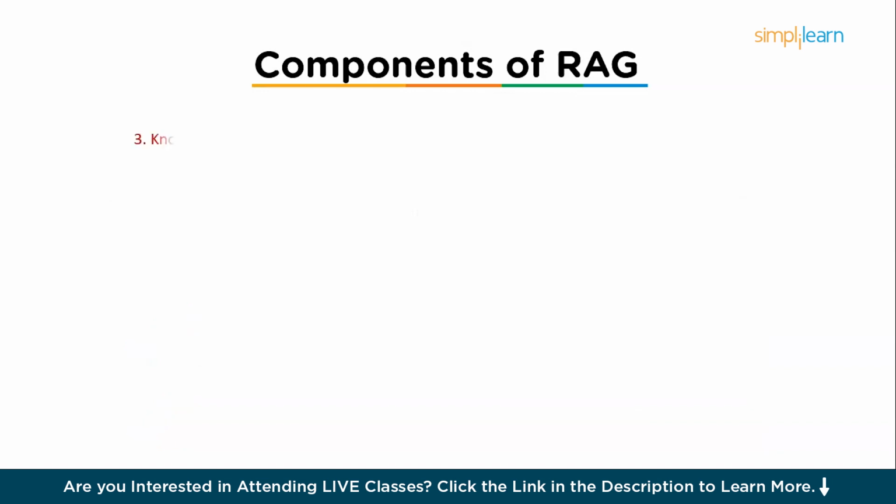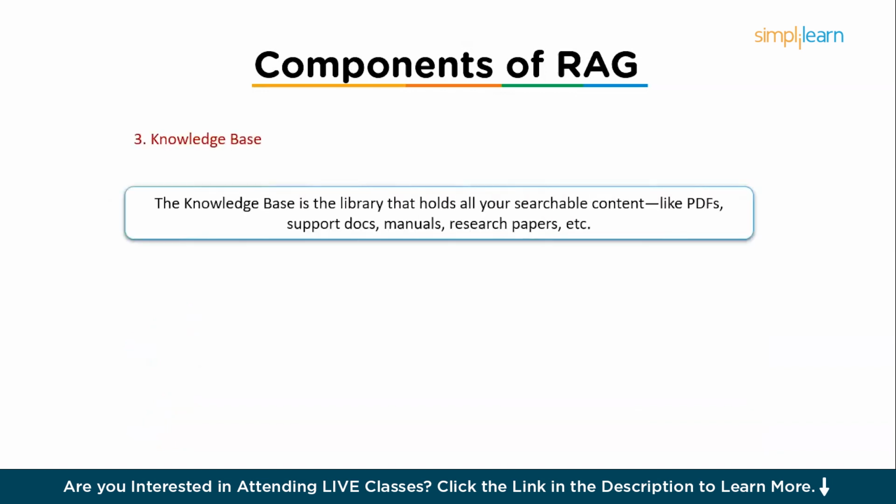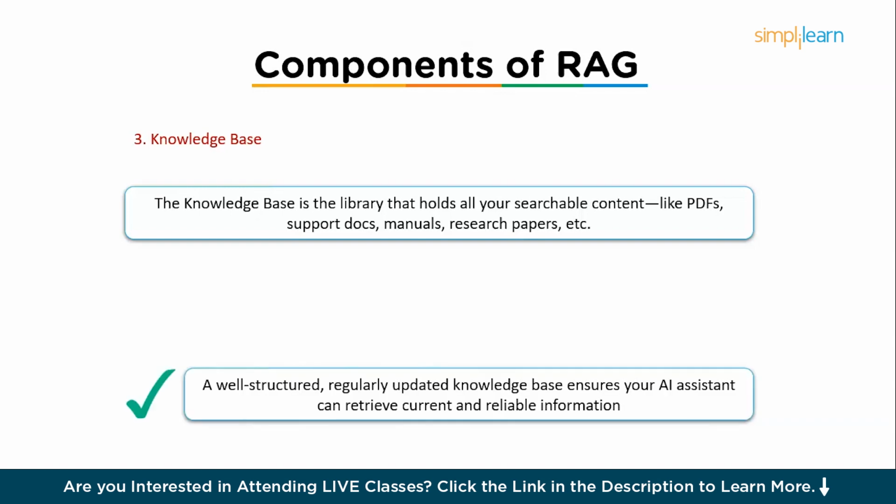Then let's move on to the third one. We have the knowledge base, that is the document store. The knowledge base is the library that holds all your searchable content, like PDFs, support documents, manuals, research papers, and so on. So how does it help RAG? This is where the truth lives. A well-structured, regularly updated knowledge base ensures your AI assistant can retrieve current and reliable information.